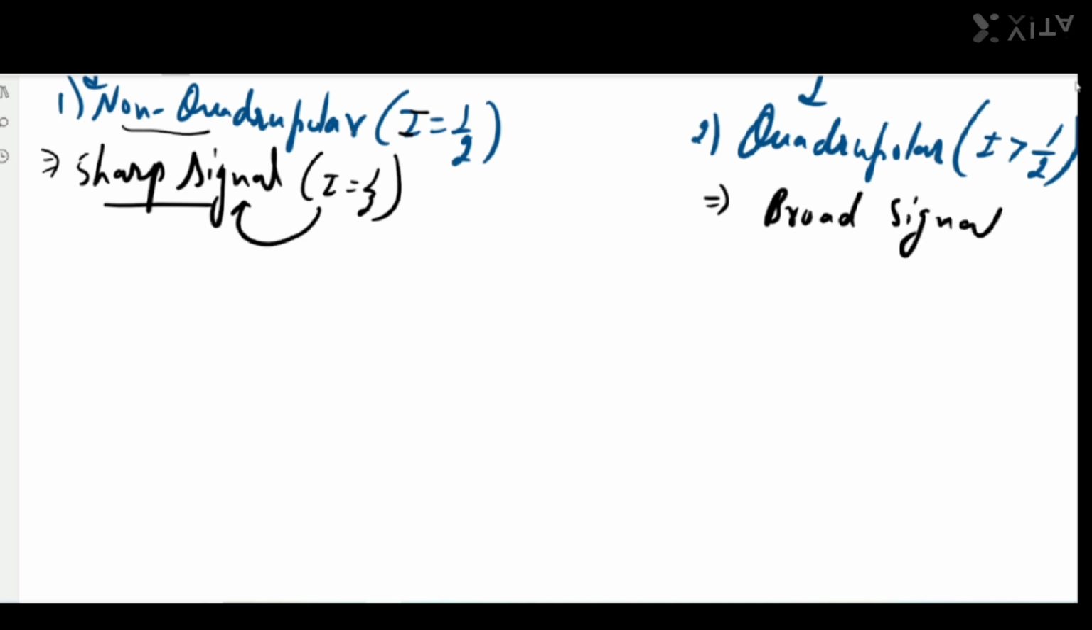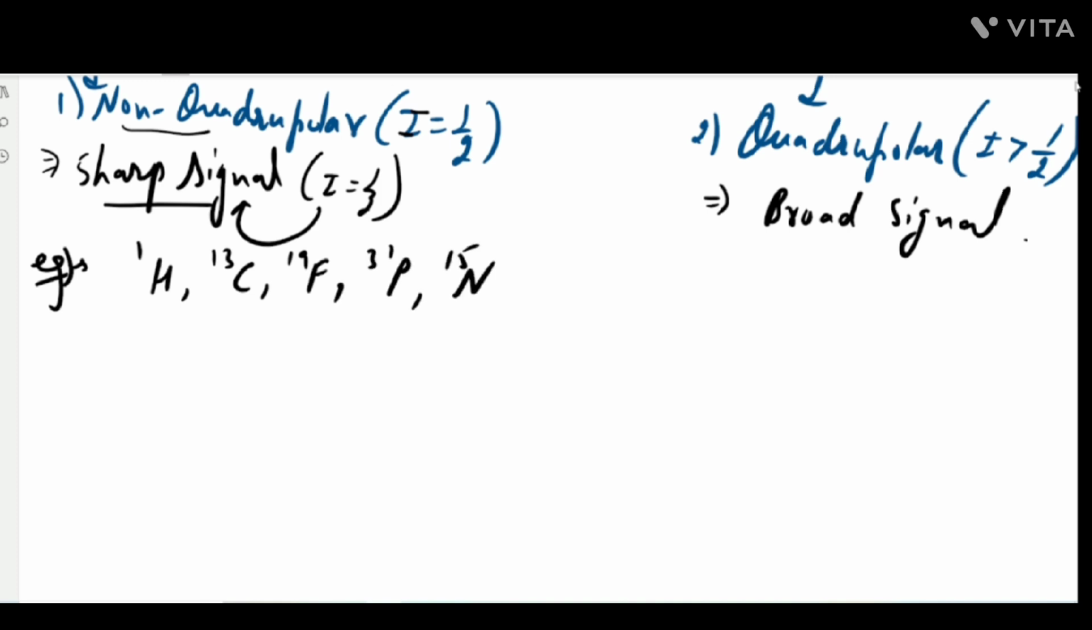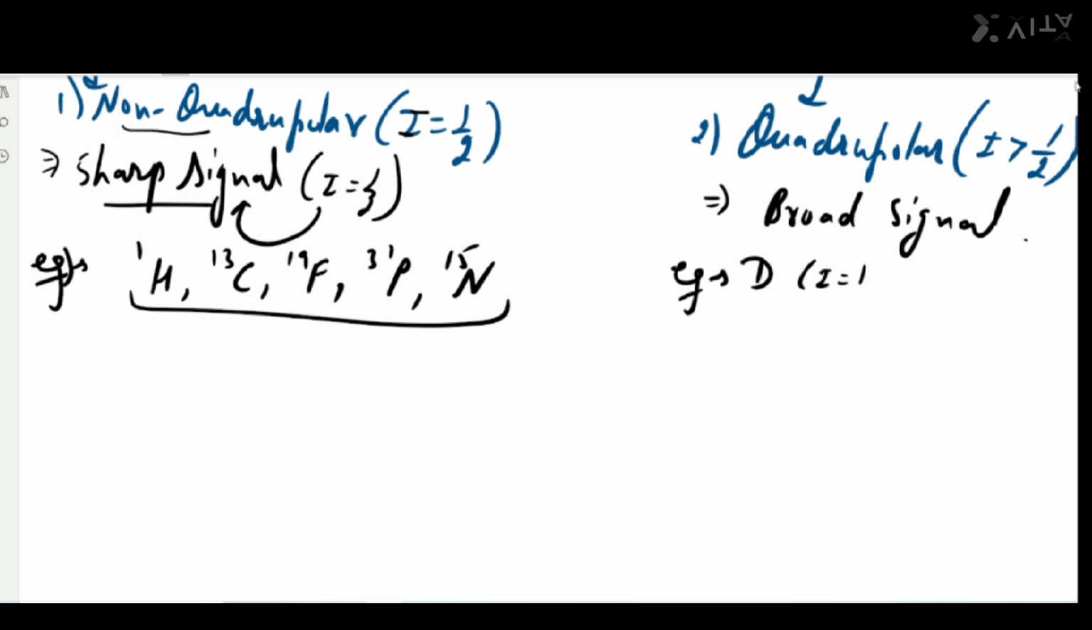For example, non-quadrupolar nuclei are proton, C13, F19, P31 and N15. All of these show a sharp signal. The quadrupolar nuclei show a broad signal with I greater than half. That is D, deuterium, where I is equal to 1, and N14, where I is also 1, which is greater than half. Also B11, where I is equal to 3/2.